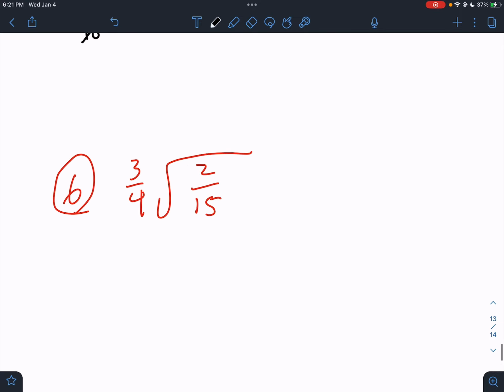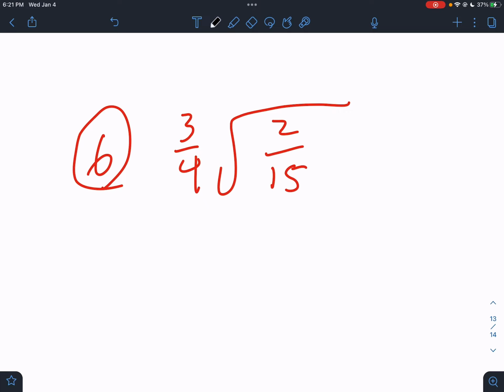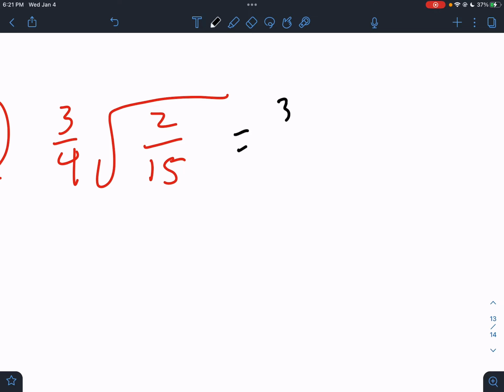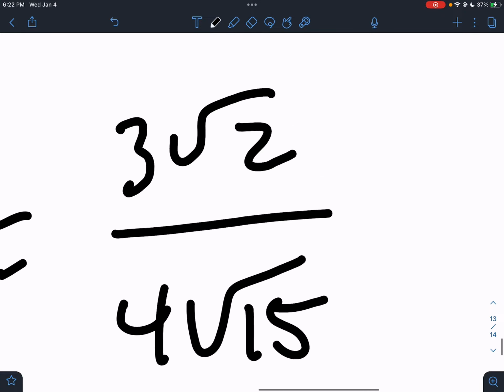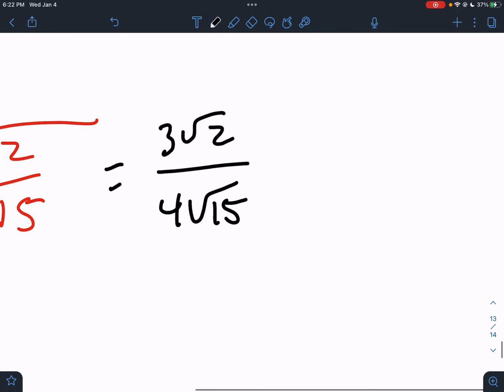All right, here's another one. Nothing here reduces. This looks a little messy though. I'm going to think about this as being 3 root 2, those are my numerators, and 4 root 15, those are my denominators. Nothing reduces. I can't clean anything up. Root 15 has no perfect squares. Root 2, there's nothing to clean up. There's nothing to do other than we got to multiply the root 15 to the top.